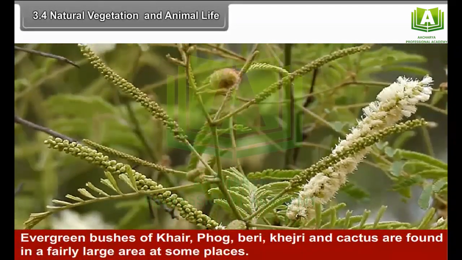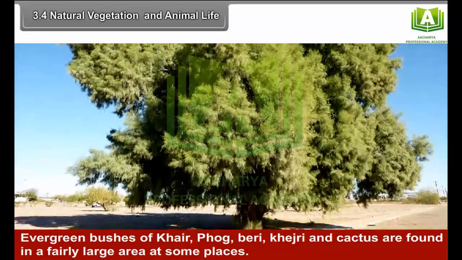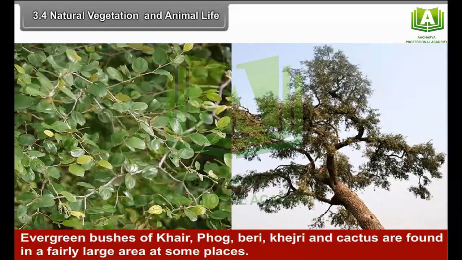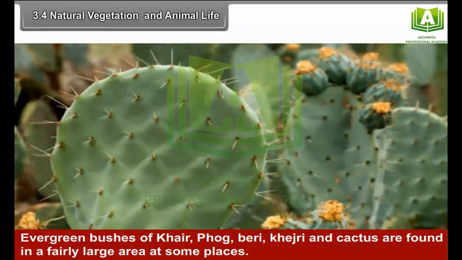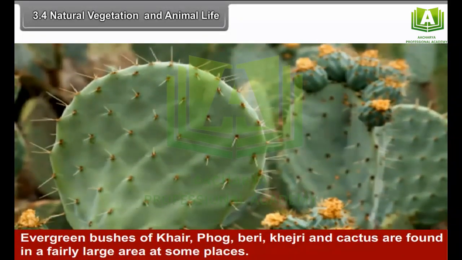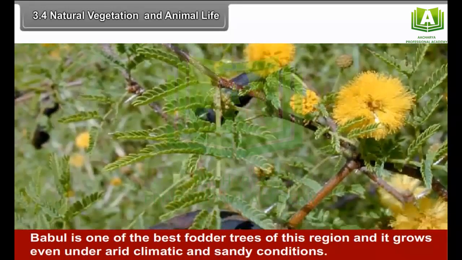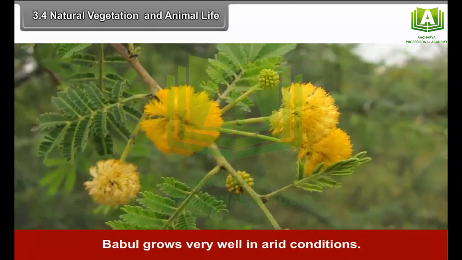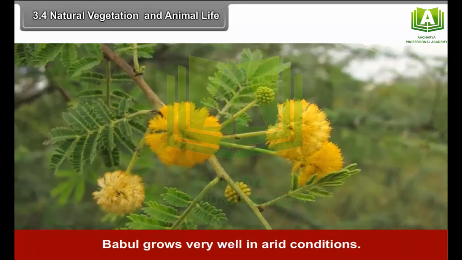Evergreen bushes of kair, phog, khejri and cactus are found in a fairly large area at some places. Babul is one of the best fodder trees of this region and it grows even under arid climatic and sandy conditions. Babul grows very well in the arid conditions.